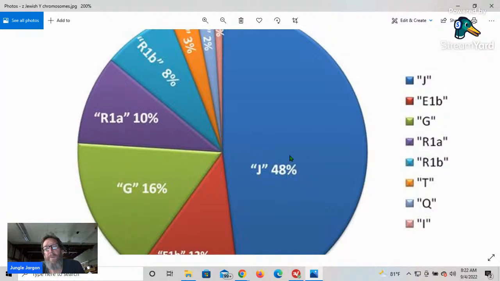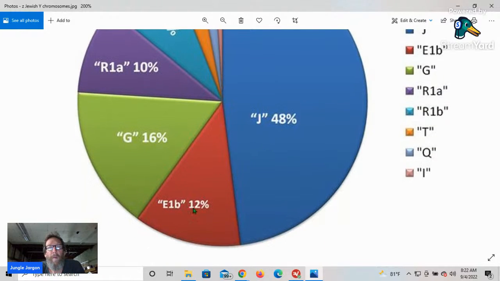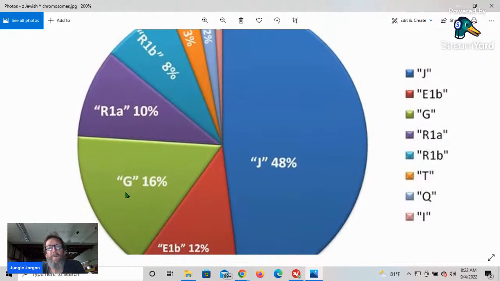And of course, J being Judaic and otherwise descendants of Israel. E1, B1 is Albert Einstein, who was a Jew, autosomally Jewish, right? But his Y chromosome was Mitzrayim. And the G of the Assyrians, the Assyrian Y chromosome always seems to be a part of the Judaic population as well.